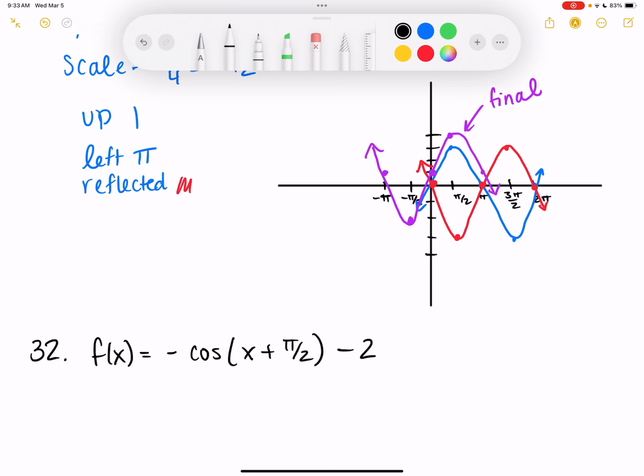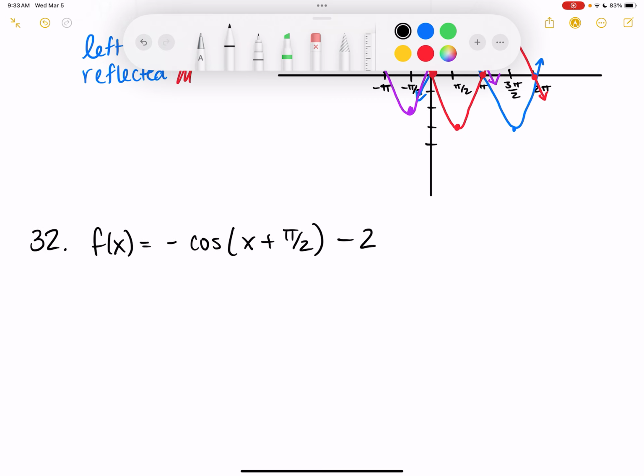All right. What's happening to this graph? What's the first thing? Amplitude is 1, period is 2 pi, so the scale is pi over 2. Since we have already done 2 pi, I don't need to show that it's 2 pi over 4. If you want to, you can, but I can just go straight to pi over 2 as the scale. What else is happening to this graph? It goes down 2. What else? It moves to the left, pi over 2. And it's reflected. Good.